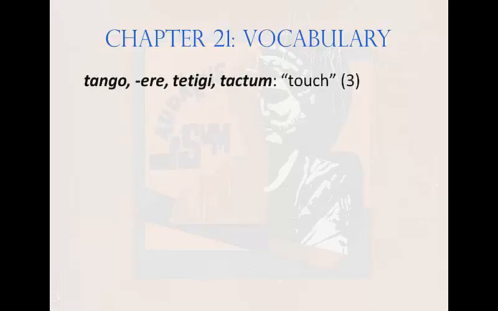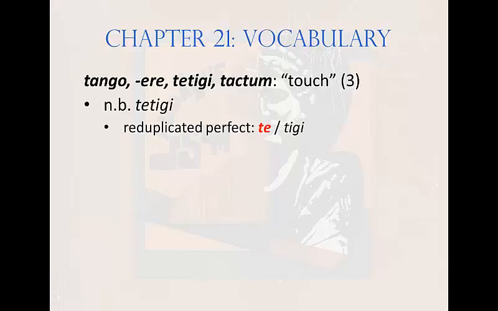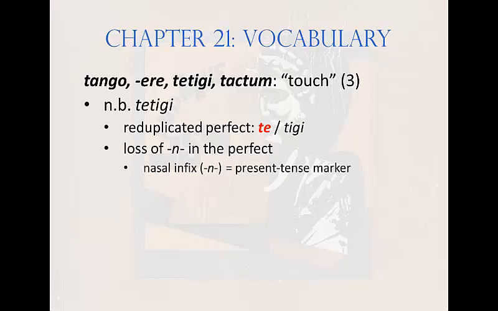And the final item on this vocabulary list is another verb, tango, tangere, tetigi, tactum, meaning touch. It's third conjugation. Please note its perfect, tetigi, which is reduplicated. And also note the loss of the nasal infix n in the perfect. Actually, it's the other way around. The n is an infix inserted into the present to stress that that form is present tense, and as a present tense marker is naturally not used in the perfect.